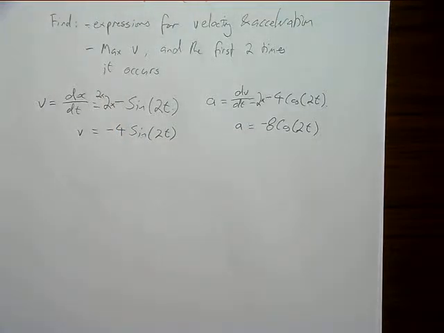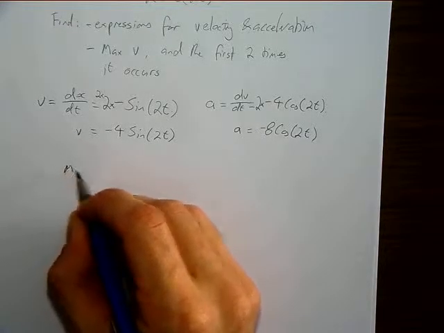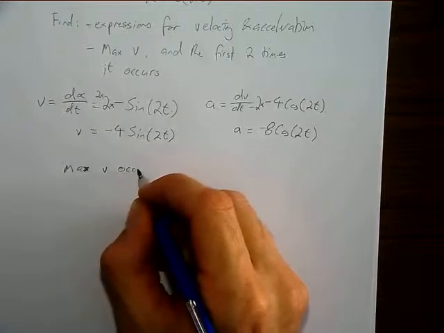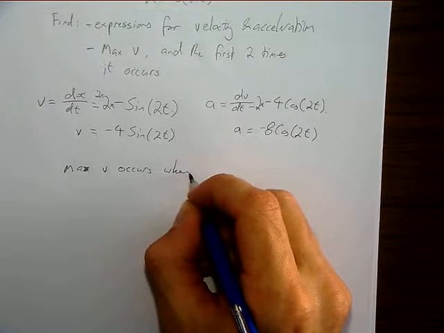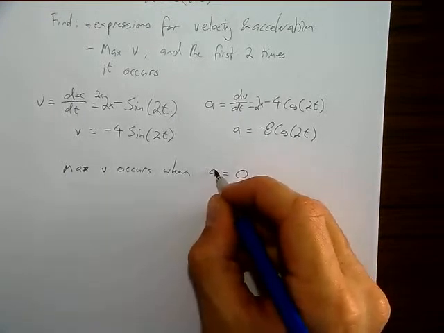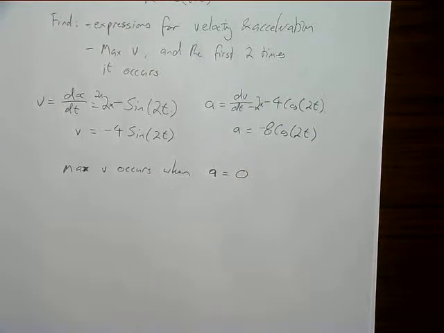Our second question is we want to know what the maximum velocity is. So how do we know when we have a maximum velocity? When does a maximum occur? When the derivative is equal to 0. So max v occurs when acceleration is equal to 0. So I need to know, is it going to be the first 2 times that a is equal to 0?